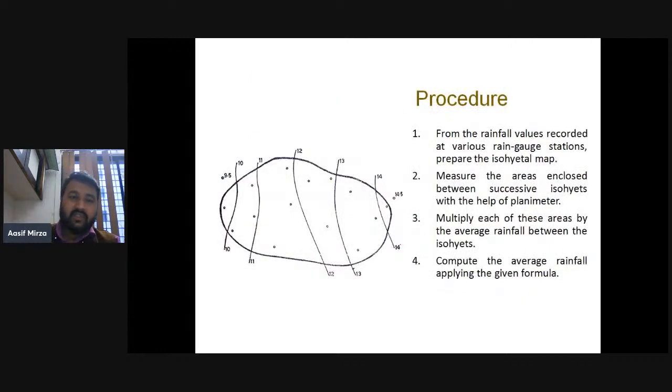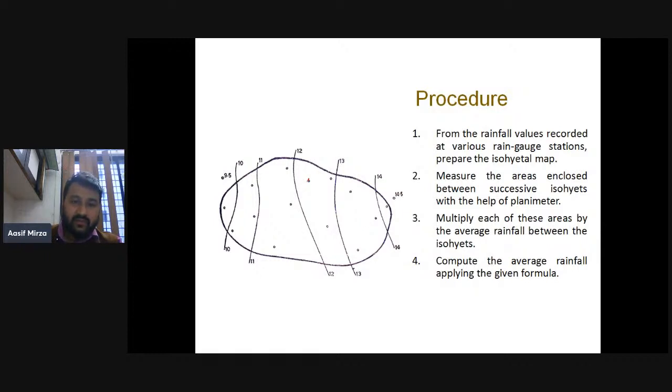Now what is the procedure? The area is divided by these lines. From the rainfall values recorded at various rain gauge stations, prepare the isohyetal map. Measure the area enclosed between the successive isohyets with the help of a planimeter and multiply each of these areas by the average rainfall between the isohyets, and then compute the average rainfall by applying the given formula.